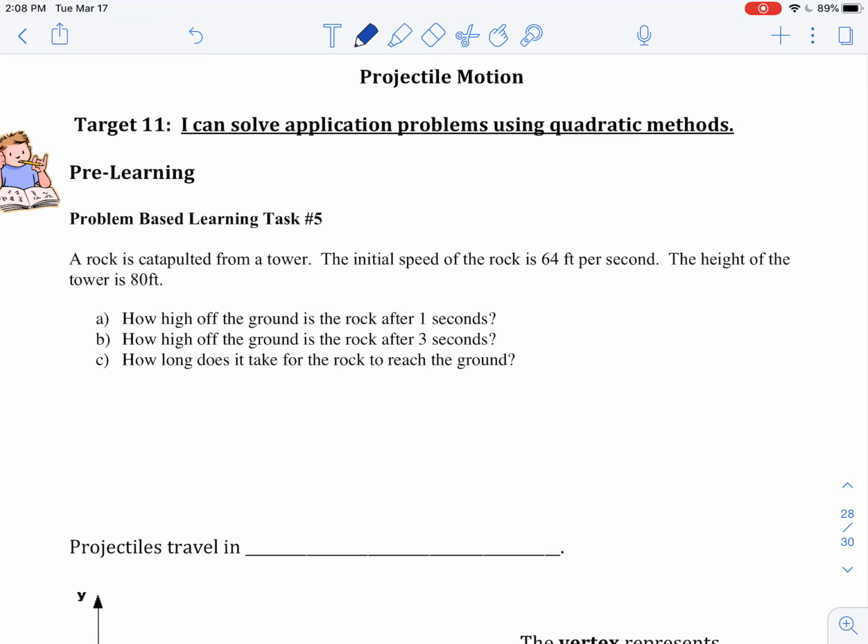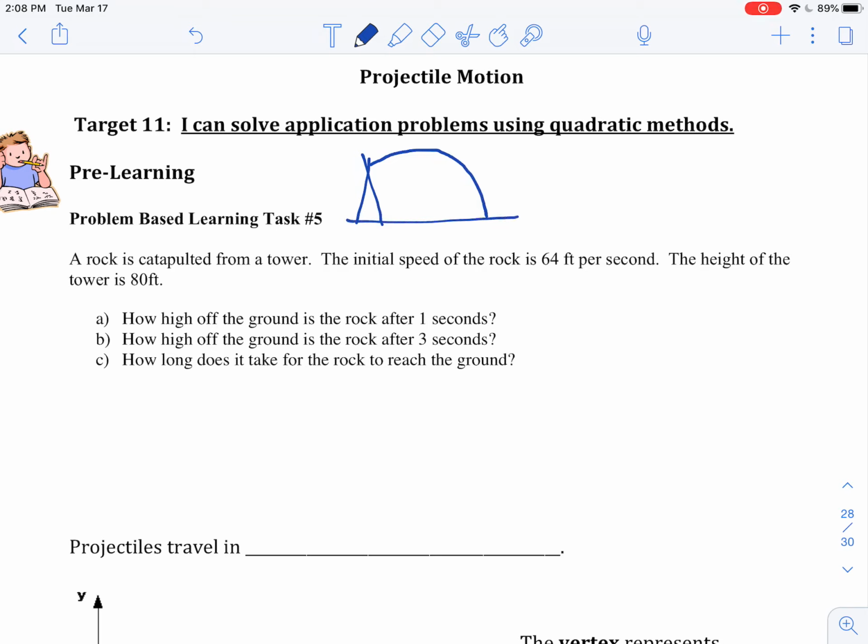It says a rock is catapulted from a tower. The initial speed of the rock is 64 feet per second, and the height of the tower is 80 feet. So you can imagine some kind of tower and a rock catapulted from that tower and eventually hitting the ground.